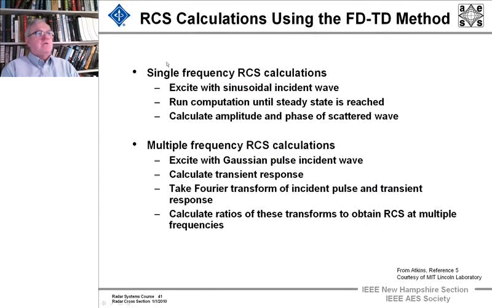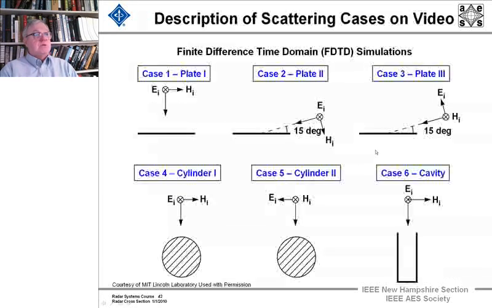So these are how these FDTD methods are used. You can use them with single frequency calculations where we excite with a sinusoidal incident wave, and that's what we're going to be looking at today. We run the computation until steady state is reached, and we calculate the amplitude and phase of the scattered wave. And you can use them with multiple frequency calculations where we excite again with a Gaussian pulse incident wave, calculate the transient response, then take the Fourier transform of the incident pulse and the transient response, and calculate the ratio of these transforms to obtain the RCS at multiple frequencies.